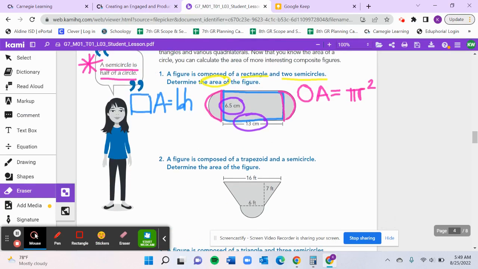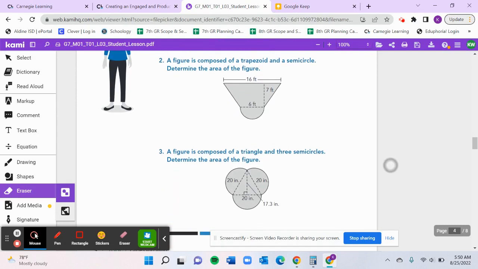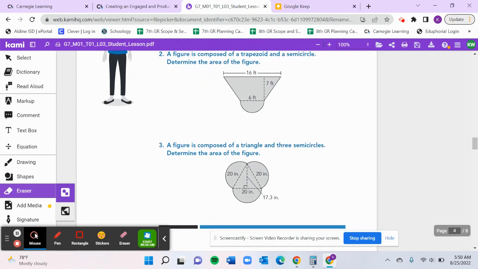Now that you know how to solve for the area of composite figures, you're going to go on to questions number 2 and 3. Remember, use colored pencils or whatever you have to identify each of the shapes in the composite figure, and then think, how would I find the area for each of these figures? Question number 2 reads, a figure is composed of a trapezoid and a semicircle. Determine the area of the figure. And question 3 reads, a figure is composed of a triangle and 3 semicircles. Determine the area of the figure. Pause here to solve.